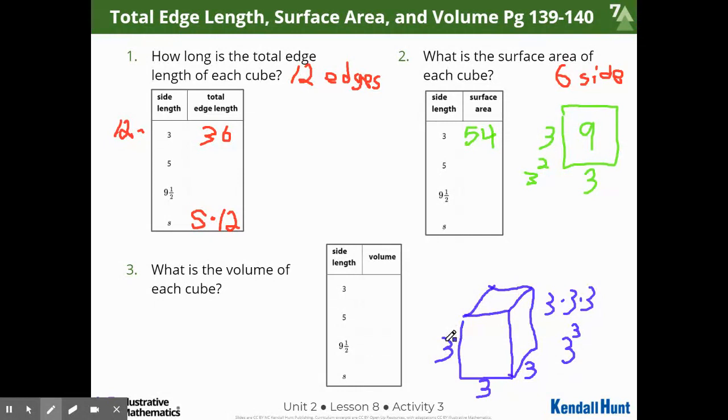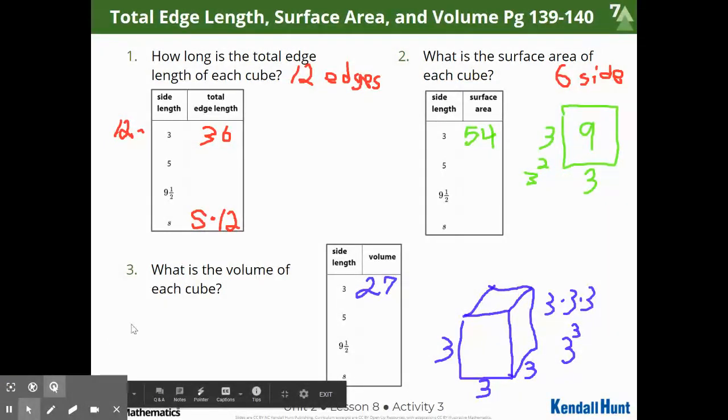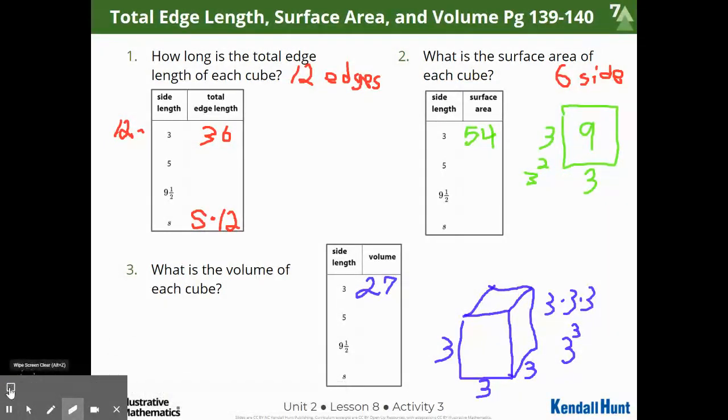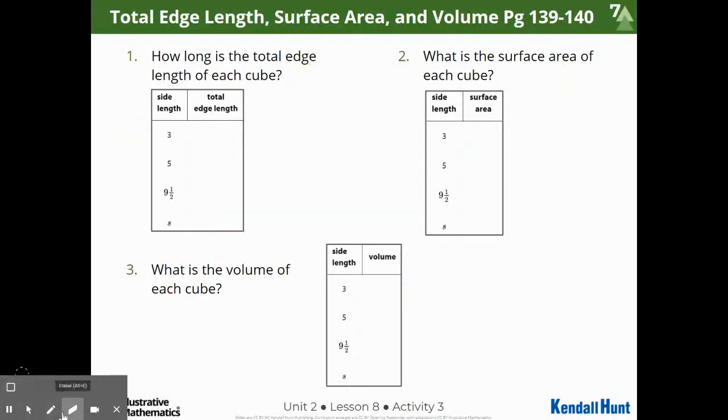It can kind of be like the volume. So what is 3 times 3 times 3, or 3 cubed? And if you guessed 27, you are correct. So see if you can figure out the rest of those. All right, hopefully you had time to figure out the rest of those. So we'll go ahead and move on and see if we can answer these next questions.